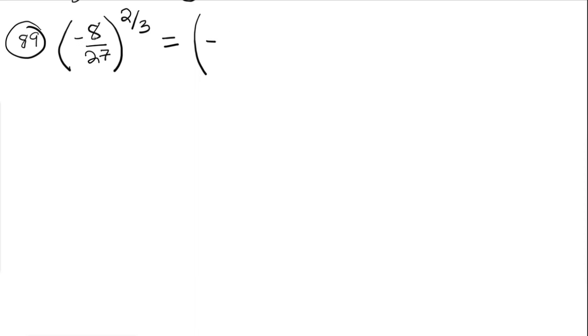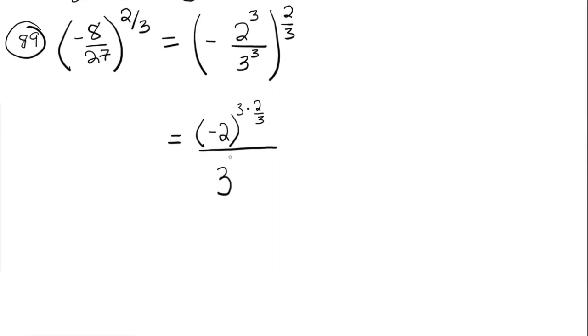So I'm going to rewrite negative 8. Well, the negative I'll just leave out in front, but I'm going to rewrite the number 8 as 2 to the 3rd, and I'm going to rewrite 27 as 3 to the 3rd. And then when you raise those to the 2/3 power, notice that you would use the power rule, right? So you would have negative 2 raised to the 3 times 2/3 divided by the number 3 raised to the 3 times 2/3.